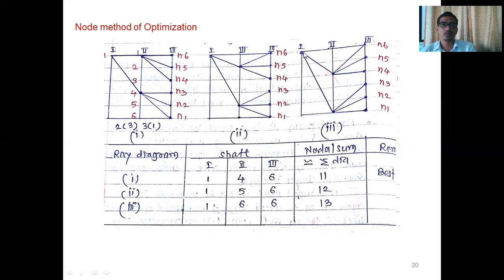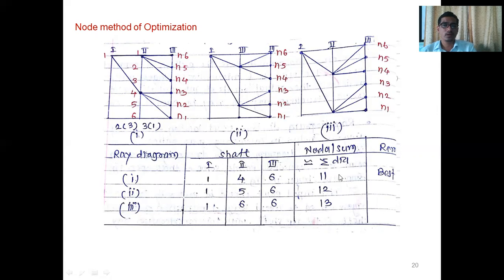For the third, the node on transmission shaft 1 is 1. So we write 1 for the third diagram. For the second, 1, 2, 3, 4, 5 and 6. So the lowest node on the second transmission shaft is 6. So we write 6 here. And for the third shaft, again the lowest node is 6: 1, 2, 3, 4, 5, 6. So we write 6. After that, we make the sum of nodes, 1 plus 6, 7. 7 plus 6, 13. So here we get the sum of nodes for each structural diagram or ray diagram. First it is 11, second it is 12, and for the third it is 13.